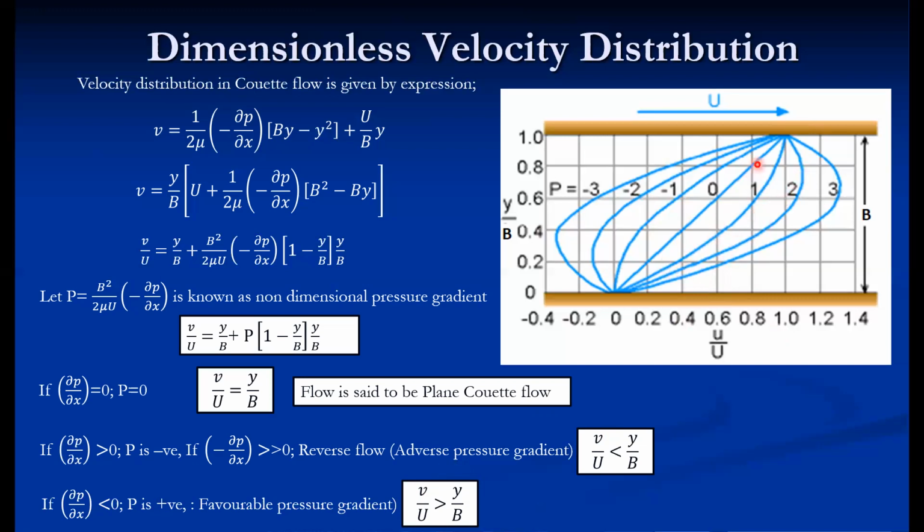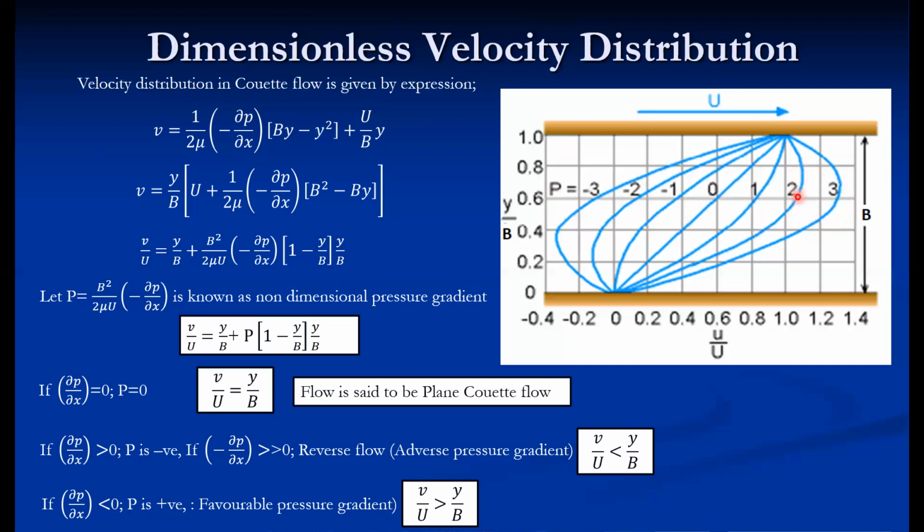Some stage is reached, suppose for these two values, where there are some portions where the flow velocity is greater than the plate velocity. This is the line where the plate velocity is equal to the flow velocity. But after this particular point, especially for 0.6 and 2, 0.6 and 3, we can see the velocity exceeds the plate velocity.